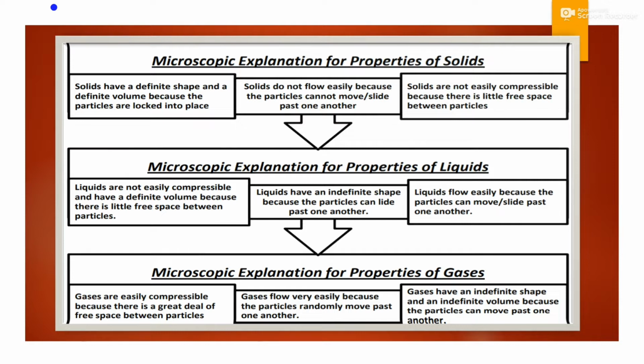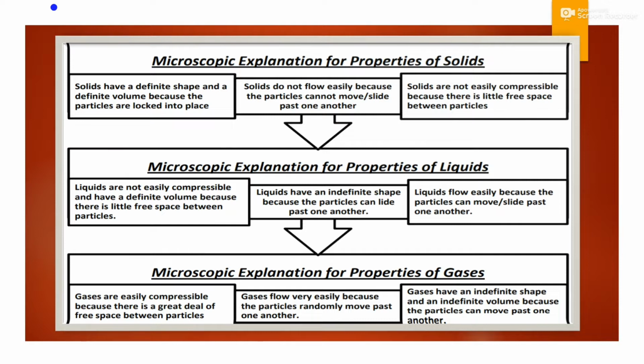Then microscopic explanation for properties of liquids. Liquids are not easily compressible and have a definite volume because there is little free space between particles. Liquids have an indefinite shape because the particles can slide past one another. Liquids flow easily because the particles can move or slide past one another.